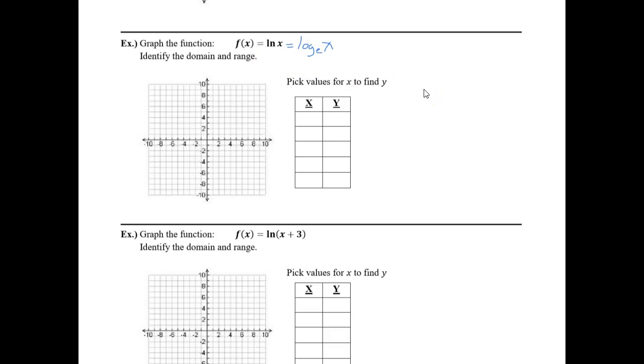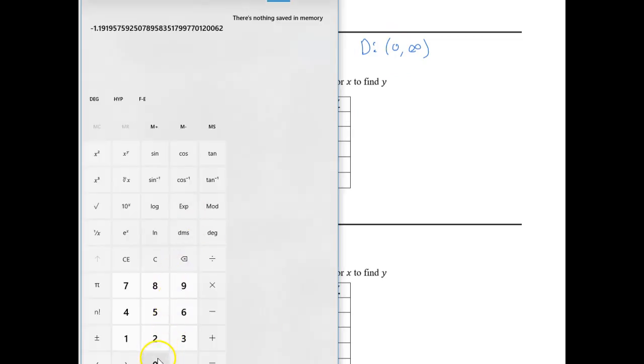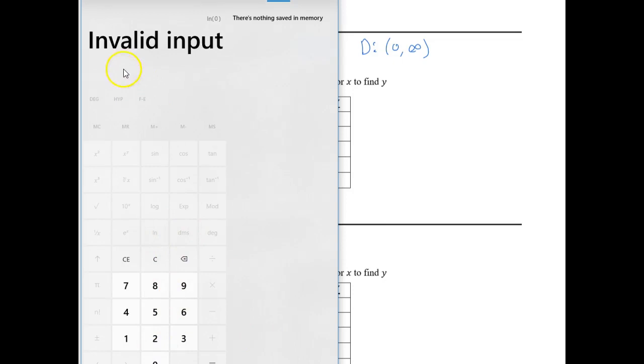So I'm going to input x values. But the thing we have to remember about log functions is that the domain is going to be 0 to infinity, meaning close to 0, but I'm not going to input 0, right? I'm not including that as part of my domain. I can't put it in. In fact, if I put in a 0 and tried to take the natural log, it says you can't do it because 0 is not part of our domain.